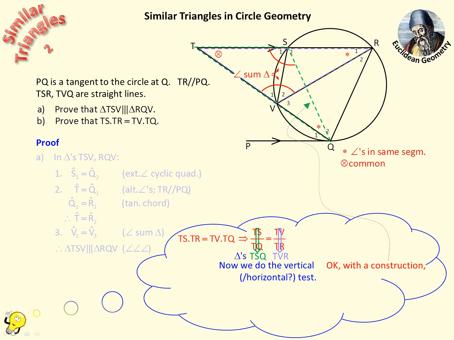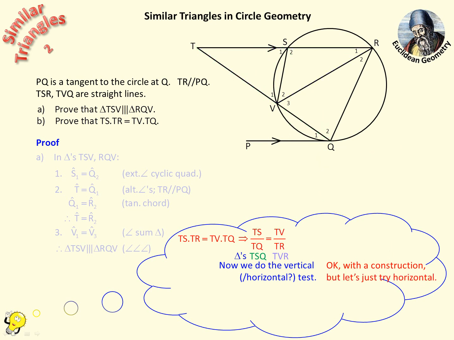I will if necessary, and you can see how thought processes can lead you to constructions. Often students have said to me, but how do I know to put a construction there? Well, this will tell you. This vertical test will tell you. Put in a line SQ, join them, because now you can prove similar. But I'm going to look horizontally. I'm going to look at horizontal, and I get TSV and TQR.